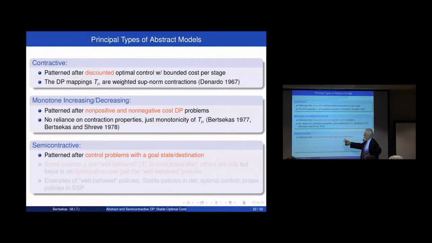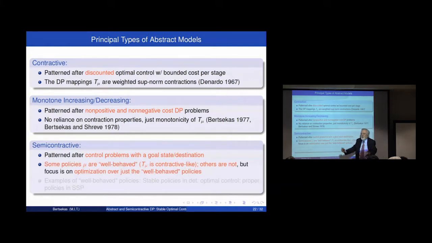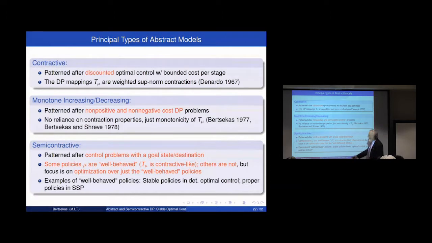The new class of problems on which much of my monograph is focused is semicontractive models, which are patterned after control problems with a goal state or a destination, shortest path problems, stochastic shortest path problems. Then what's happening here is that some policies are well behaved, like they terminate, they're proper, okay? They're contractive-like. In fact, you can define them as contractive in some form, while other policies are not well behaved. And the focus is, however, on optimization over just the well-behaved policies. Like in deterministic optimal control, we're optimizing over the stable policies. So these are examples of well-behaved policies: stable policies in deterministic optimal control, proper policies in stochastic shortest path problems, and the focus is on restricted optimization over the well-behaved policies.